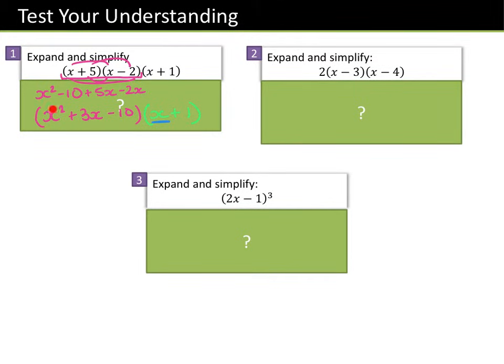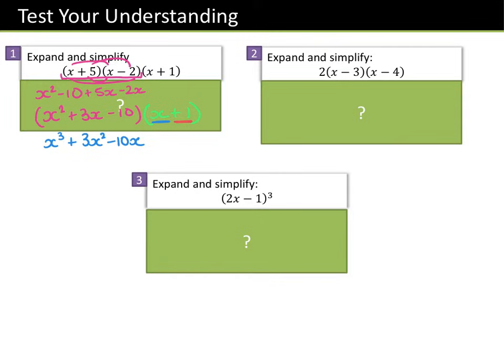So I'm going to get x times x squared, x times 3x, then x times minus 10. I'm going to write it under it. So x times x squared is x cubed, x times 3x is 3x squared, x times minus 10 is minus 10x. Now I'm going to multiply everything by positive 1.